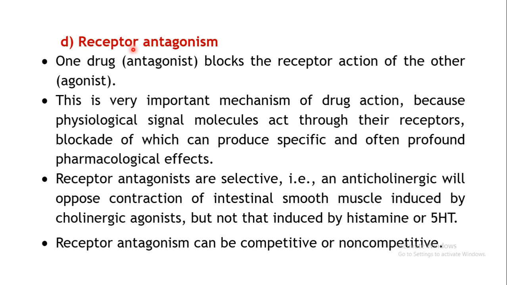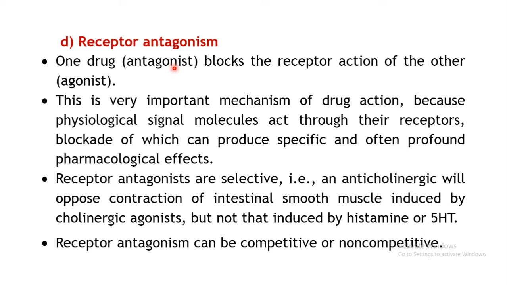Then the last type of antagonism is the receptor antagonism. This is quite common, which is shown by most of the drugs. So here one drug can block the receptor action of another drug. One drug is acting as an antagonist on the receptors which are stimulated by another drug, which is acting as an agonist. We have seen both these terms, right?